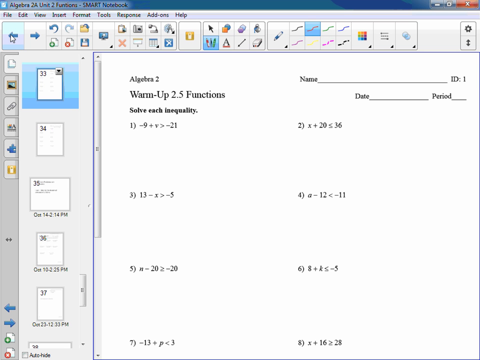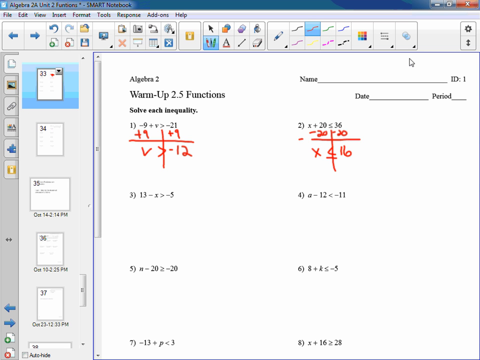Remember, you solve inequalities the same way you solve equations. So if I was going to solve this for v, I would just have to get v by itself, which means in this case I would add 9 to both sides. That gives me v is greater than negative 12. That's how easy it is. You solve an inequality just like you solve an equation. So over here, to solve for x, just subtract 20. So you get x is less than or equal to 16.